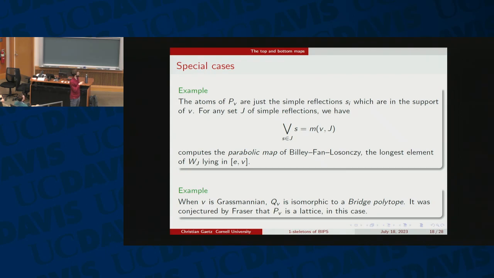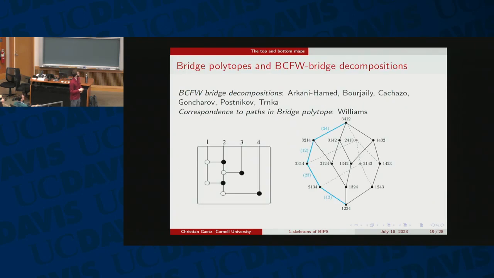Another example is that when v is a Grassmannian permutation, this polytope is isomorphic to something called a bridge polytope, which Fraser had previously conjectured would be a lattice, which is a special case of the previous theorem. So just a little bit about these bridge polytopes. There are something called BCFW bridge decompositions, which have appeared in recent work relating scattering amplitudes in physics to graphs like this called Plabic graphs. These give you a way to build up a Plabic graph out of smaller pieces.